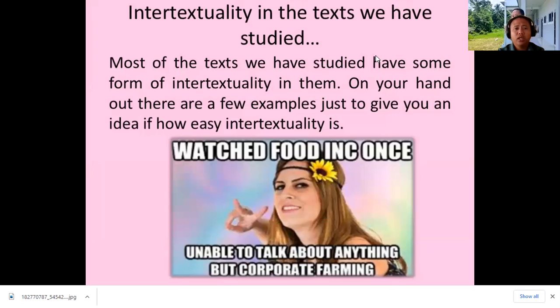So, intertextuality in the texts we have studied. Most of the texts we have studied have some form of intertextuality in them. In your handout, there are a few examples just to give you an idea of how common intertextuality is. Okay?